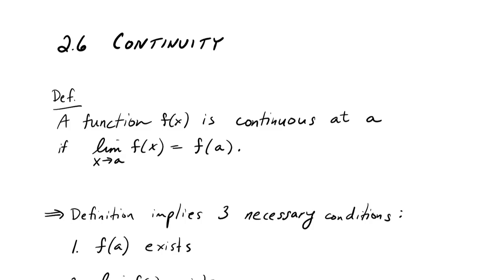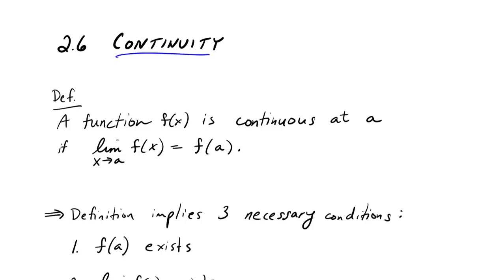So up to this point, we've been talking about the limit and the fact that the limit doesn't care what's actually happening at the point of concern. So the limit as x approaches a doesn't care what's happening at x equals a. Now we want to connect those, all right? And the way we connect those is with the idea of continuity.